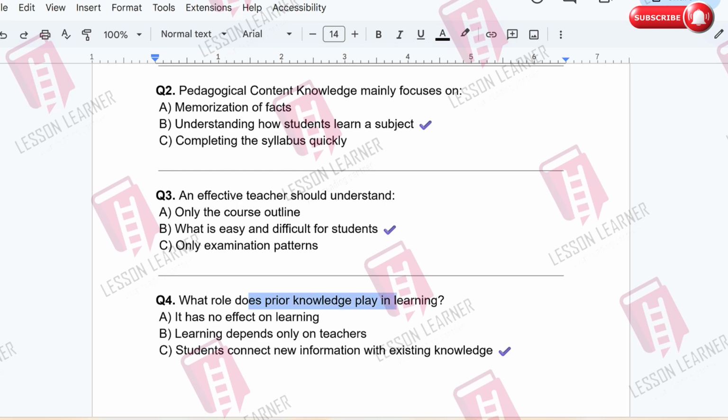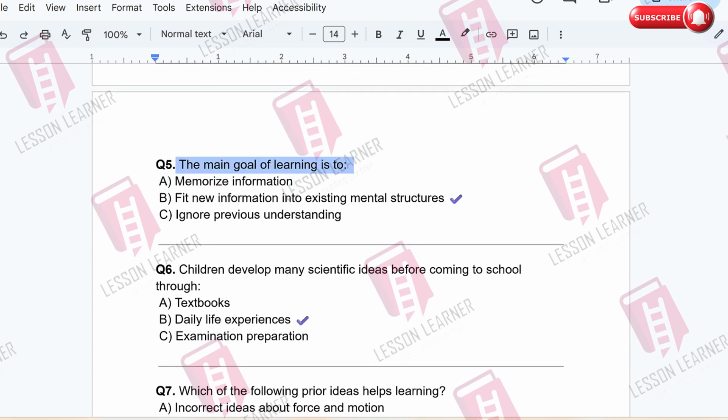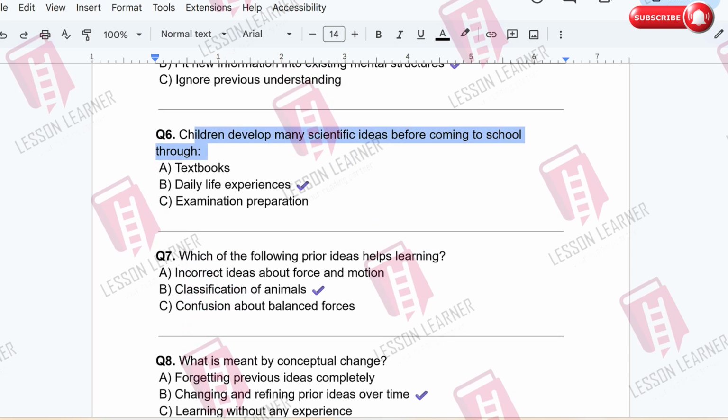What role does prior knowledge play in learning? Students connect new information with existing knowledge. The main goal of learning is to fit new information into existing mental structure. Children develop many scientific ideas before coming to school through daily life experiences.